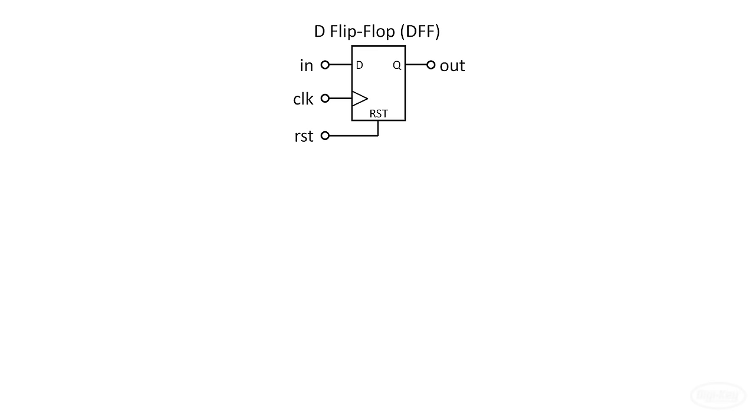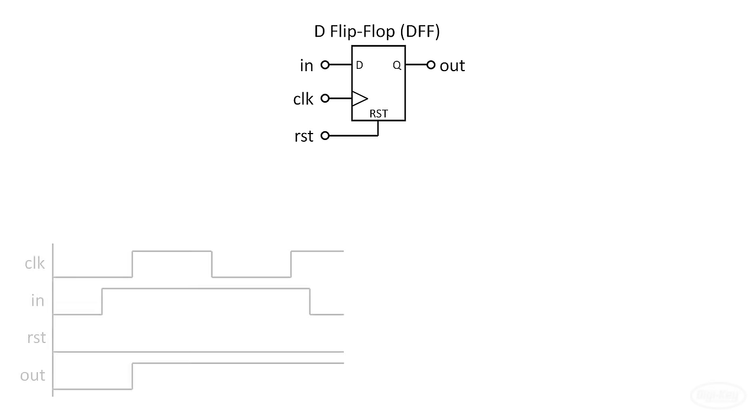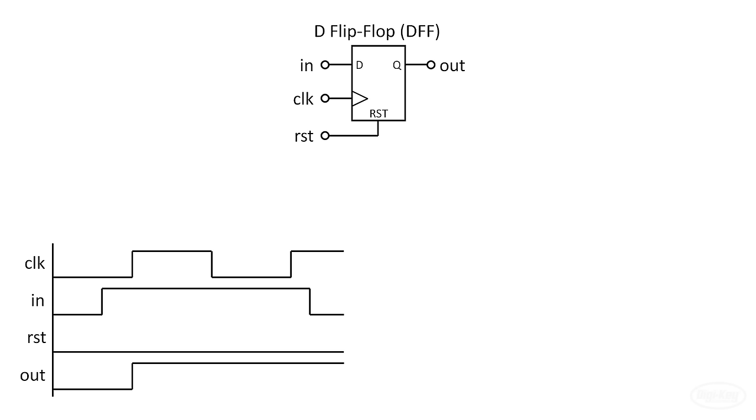Here's a simplified look at the D flip-flop. The idea is that we have a clock signal as one of our inputs. Whenever the D flip-flop sees a rising edge on the clock, also known as a positive edge, it will sample the value on the input line. If in is low, then the output line will go low. If in is high, then the output line will go high. The output line will stay that way until the next rising clock edge.